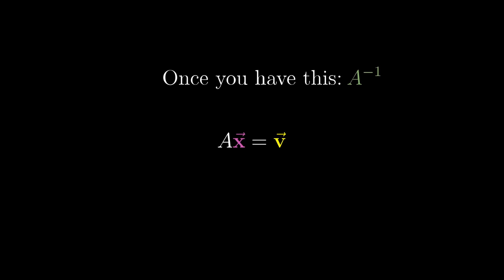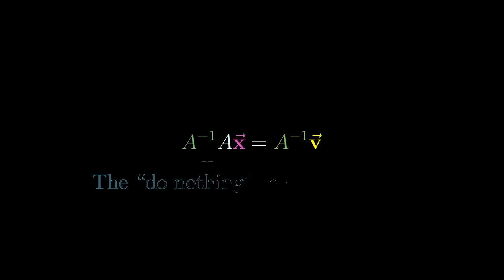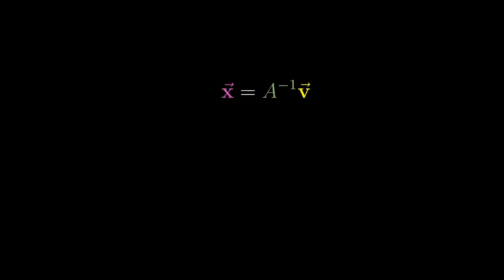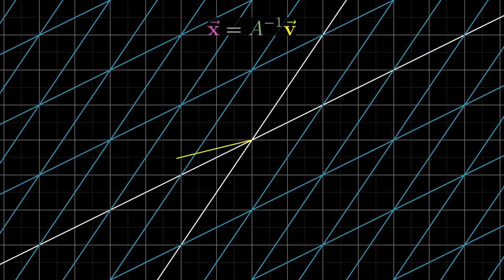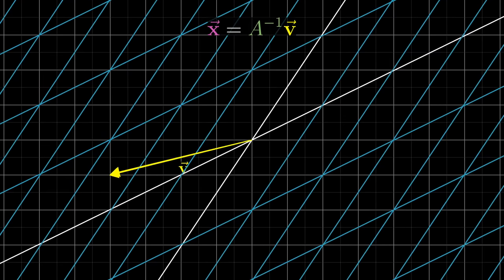Once you find this inverse, which in practice you'd do with a computer, you can solve your equation by multiplying this inverse matrix by V. And again, what this means geometrically is that you're playing the transformation in reverse and following V.